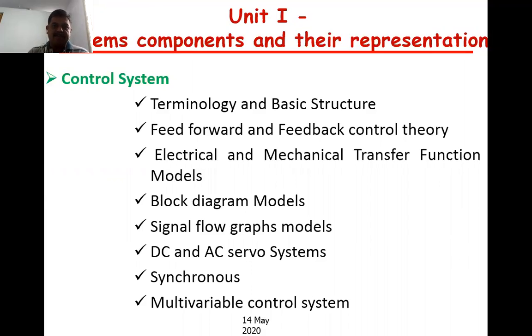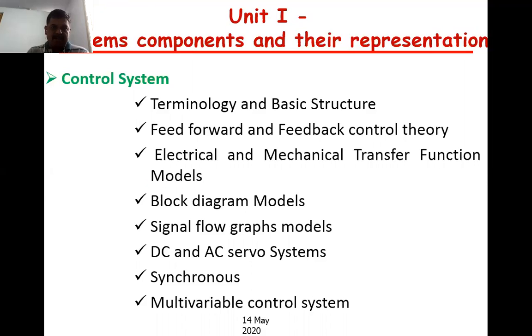The first unit is system components and their representation. What are the control system components? What is the main terminology and what is the main basic structure? You must study those topics. And then what is the basic difference between a feedback system and a feed-forward system? Another main approach is the transfer function approach. For an electrical and mechanical system, how do you find the transfer function of the model?